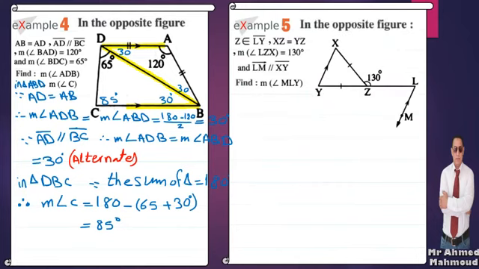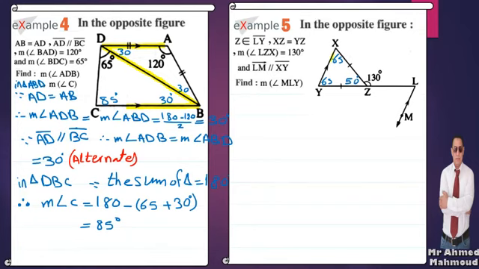In the opposite figure, as we see, this angle equals 130, XZ equals YZ, and XY is parallel to LM. Find the measure of angle MLY, that is, find the angle L. First, I'm going to find the angle next to 130, because we have a straight angle here. It equals 180 minus 130, which equals 50 degrees. Then angles X and Y are equal because this is an isosceles triangle. Then each equals (180 minus 50) over 2, which equals 65 degrees.